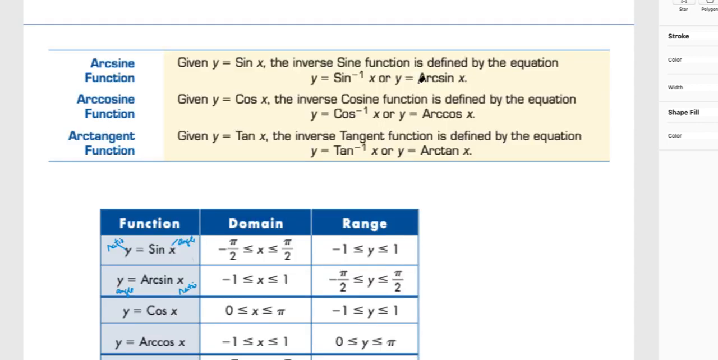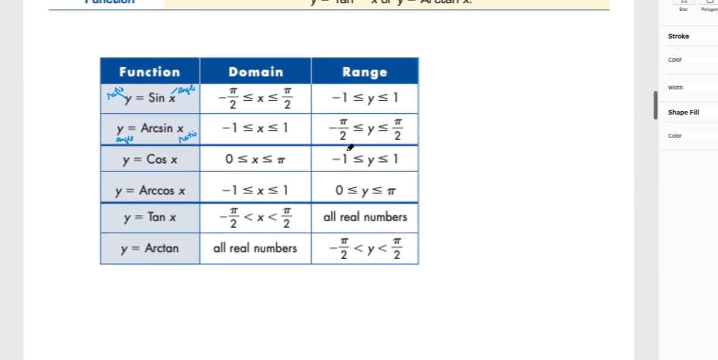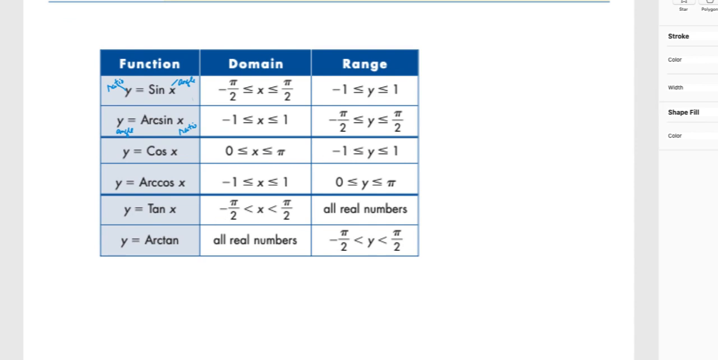And here we just have a little blurb from the textbook that's summarizing what we just talked about, which is the fact that when you have y equals capital sine of x, the inverse is going to be written in these two ways. Similarly, capital cosine, this is how you'd write the inverse. Capital tangent, the inverse is written there. And so again, we have another summary chart of the information that we just went through as well here.